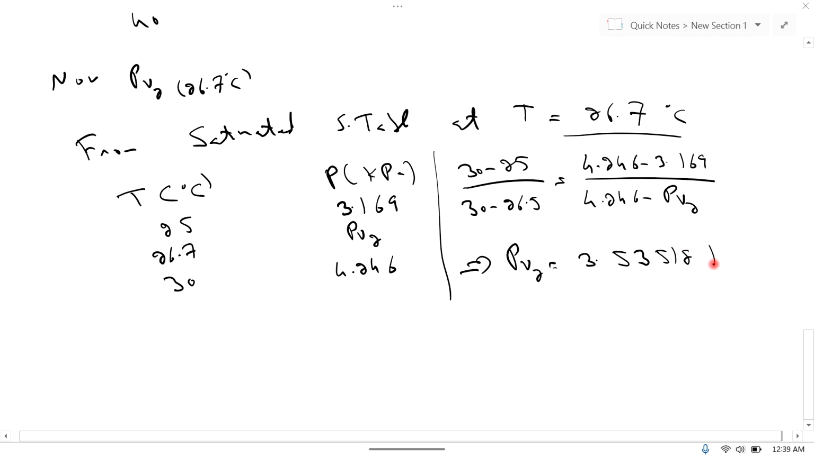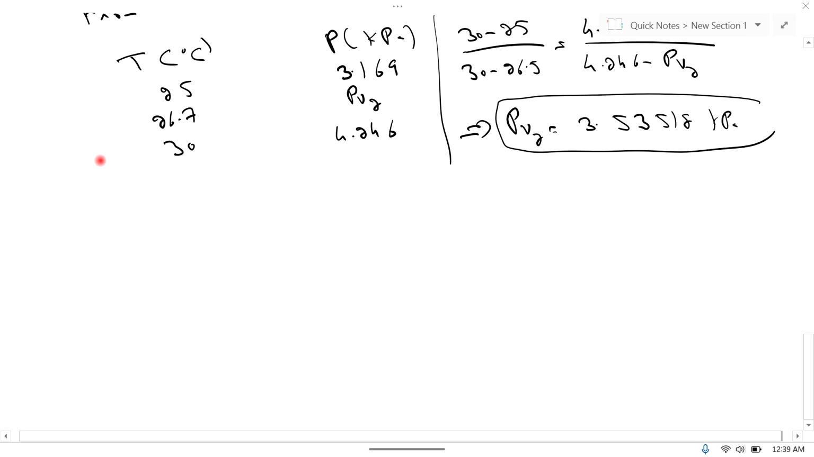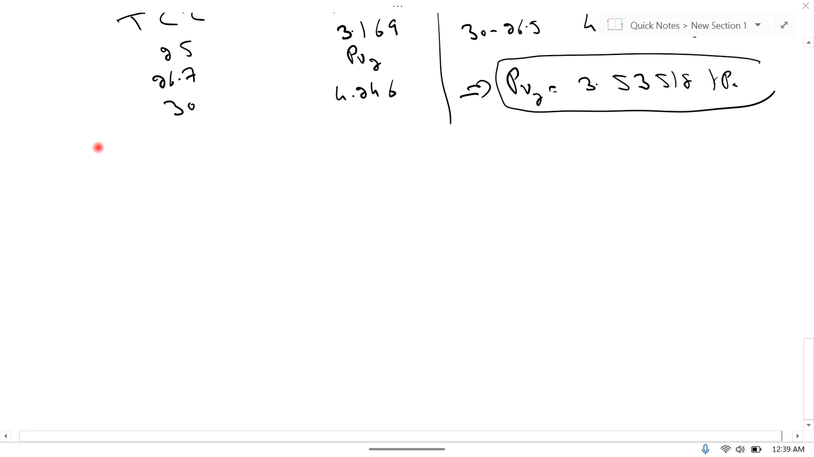3.53518 kilopascal. These are the pressure of vapor initially and finally. Now find the pressure of air initially and finally. Now partial pressure of air.